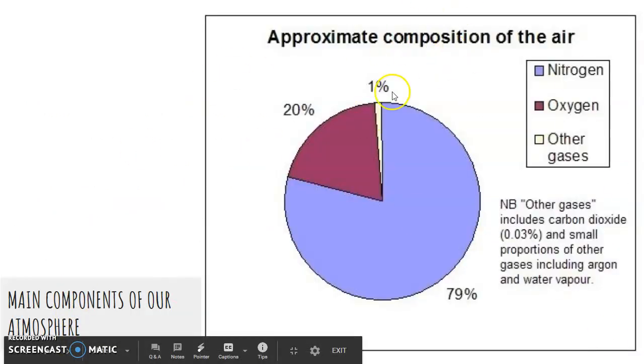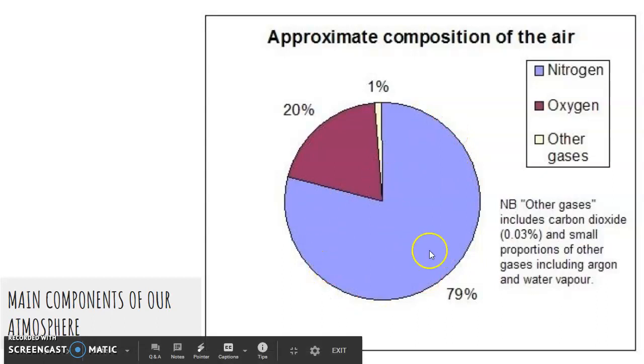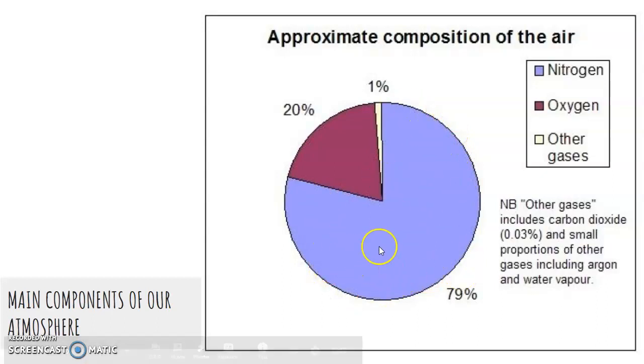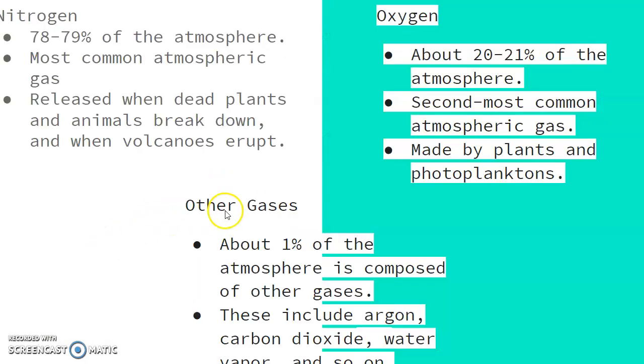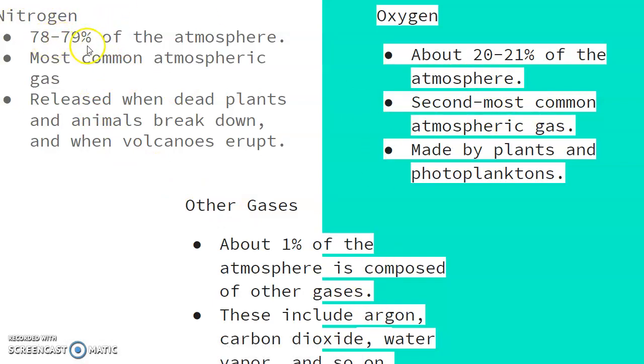Now, if you look at this chart, it will show you the atmospheric composition. Like I said, nitrogen is the biggest component. Here it's 78 to 79%. Then we have oxygen, which is 20 to 21%. And then we have other gases, which is about 1%. Let's look at each of these individually. So we have nitrogen, which is 78 to 79%.